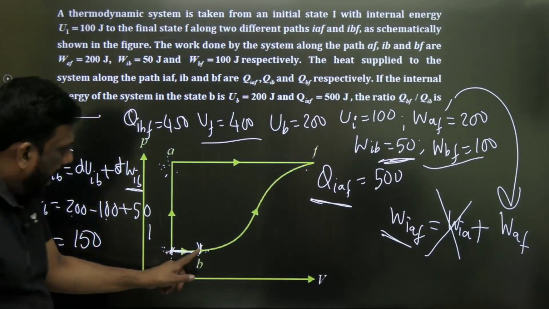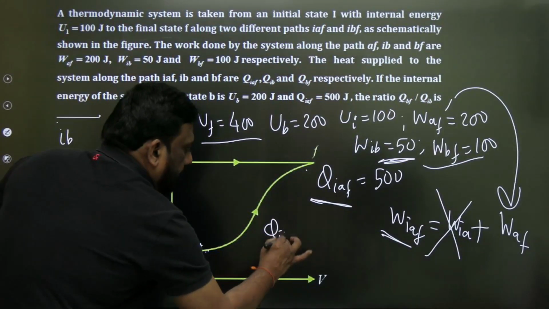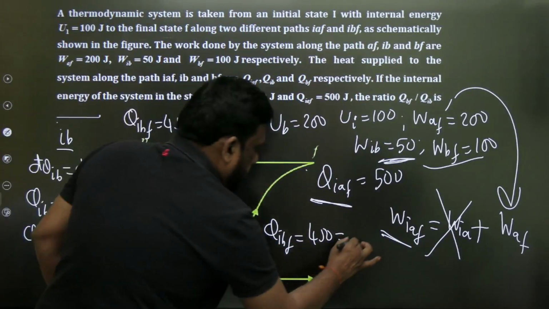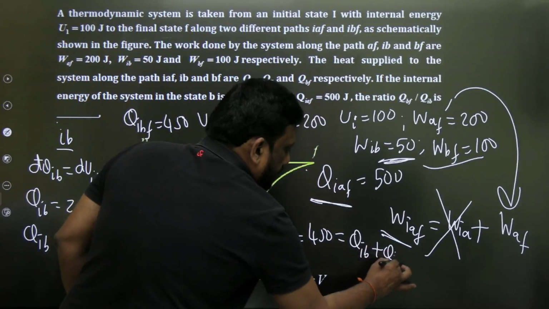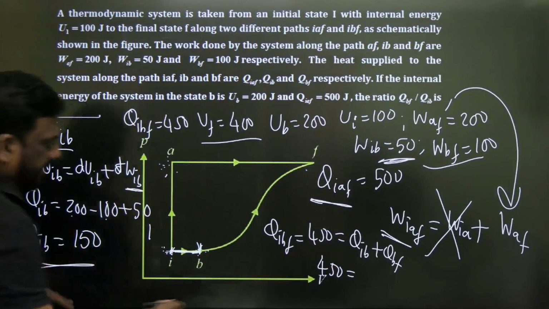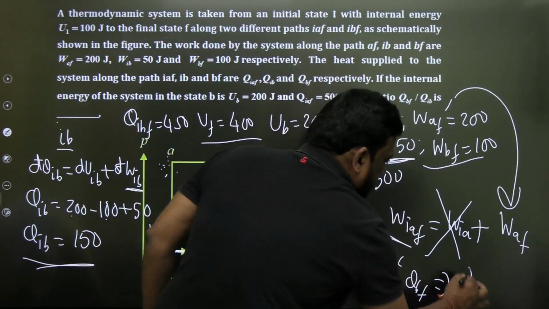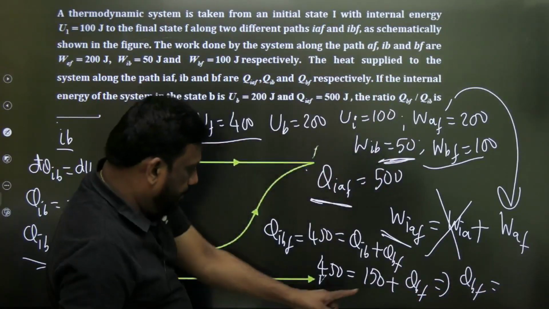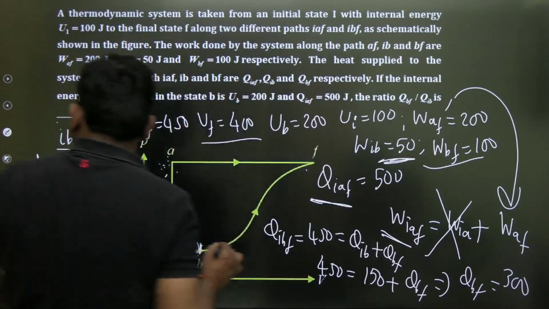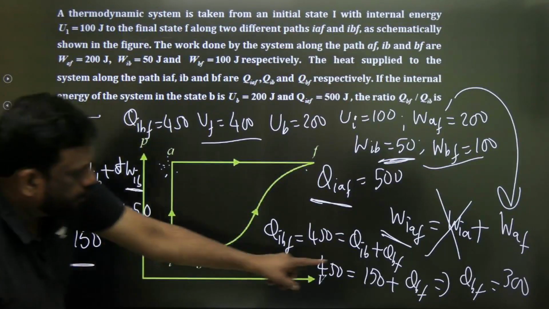Look at QIBF. Total QIBF is 450. But that can be written as QIB plus QBF. So 450 is equal to QIB, already 150, plus QBF. So you get QBF as, anyone? We get QBF as 450 minus 150, which is 300. So QIB is 150 and QBF is 300.